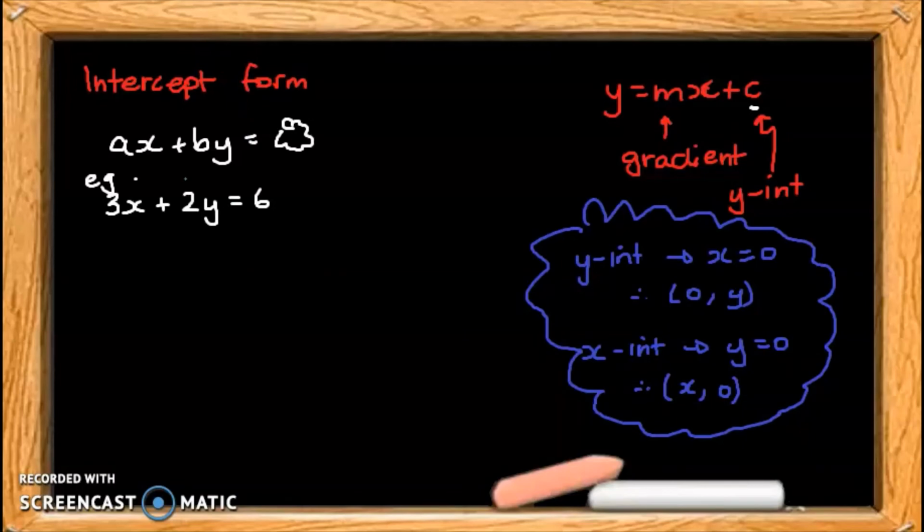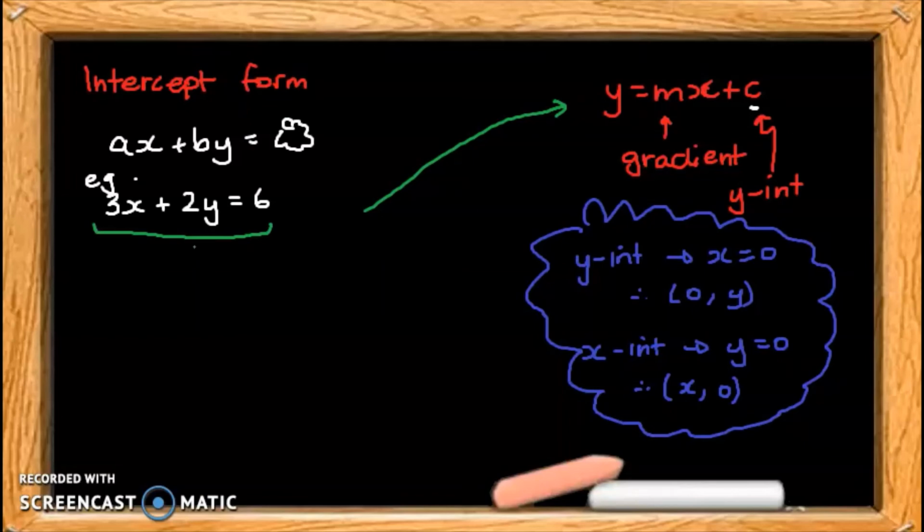There is one problem with intercept form, and that is some calculators can't graph something that you write in, like 3x plus 2y equals 6. The calculator really likes a graph to be given in y equals mx plus c form.